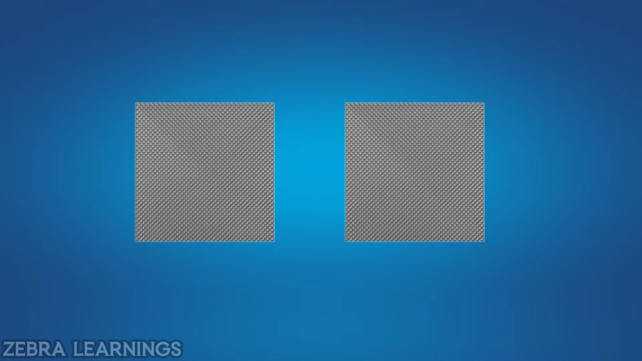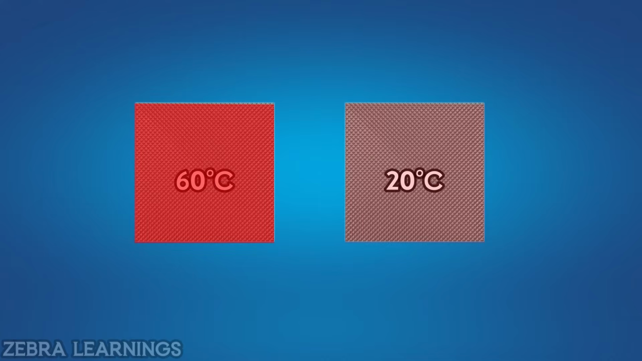One material is at 60 degrees Celsius and the other material is at 20 degrees Celsius. Heat will transfer from the material at 60 degrees Celsius to the material at 20 degrees Celsius. As this transfer occurs, the temperature of the material at 60 degrees Celsius will decrease and the temperature of the material at 20 degrees Celsius will increase. Heat transfer will continue until the temperatures of both materials are equal.